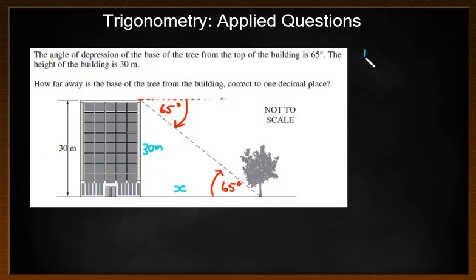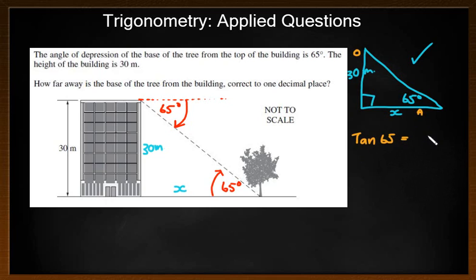So like last time, if you really wish to redraw the triangle, it's up to you. I don't do it all the time, I must admit, but I'm going to do it for us. So 65 degrees, got our x, we've got our 30 meters there. And so step one is complete. Step two, of course, we now want to find our rule, identify our rule. So within 65, we've got our opposite, we've got our adjacent. So we're using tan 65 is equal to, this time, our 30 over our x.